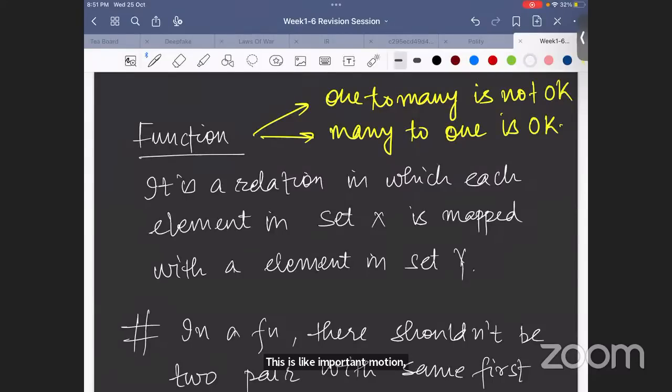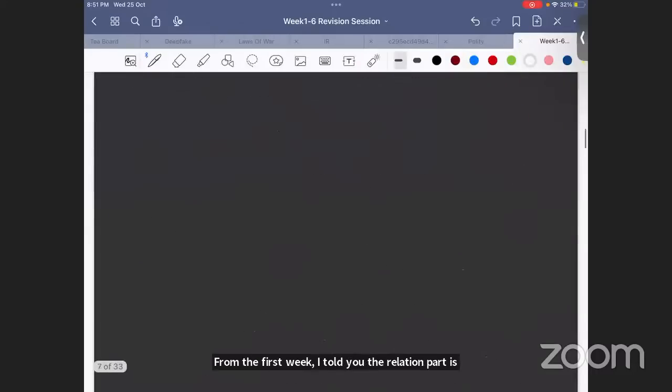Whatever questions I have are a mix of the 1st and 2nd weeks. I'll discuss the concepts first, and I guess that will help you. From the 3rd and 4th weeks, at least practice a larger number of questions. From the first week, I told you the relation part is very important. Then the Venn diagram, just practice those questions from there.